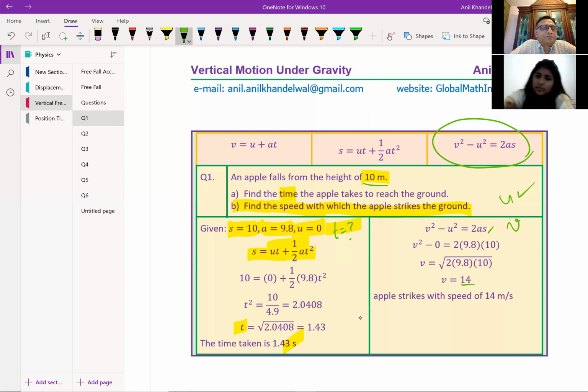Is that clear? Just to check, if I did use V equals U plus AT, I know it's a bit more complicated because T is a decimal, but would I still get the same answer? Yes. Very good. When you've done part 1, you've already done a hard calculation of finding the time. You could use it, but I will still avoid it. You know why? Because if this is wrong, both will be wrong.